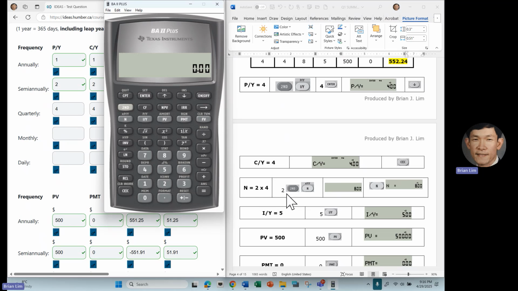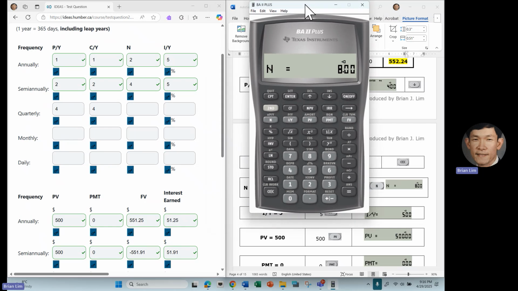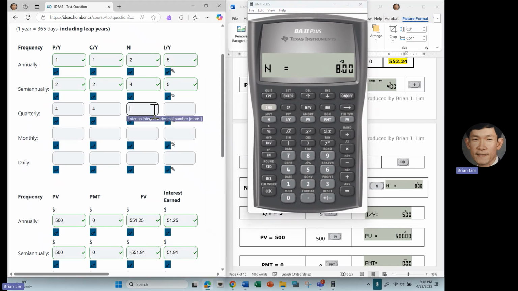Now we must enter the number of years, which is 2. Then we go second n, and that produces the 8. We multiply 2 times 4, and then we click on n to enter it into the proper box. So if you wish, we can continue and put in the numbers in there. IY is still 5. It didn't change.